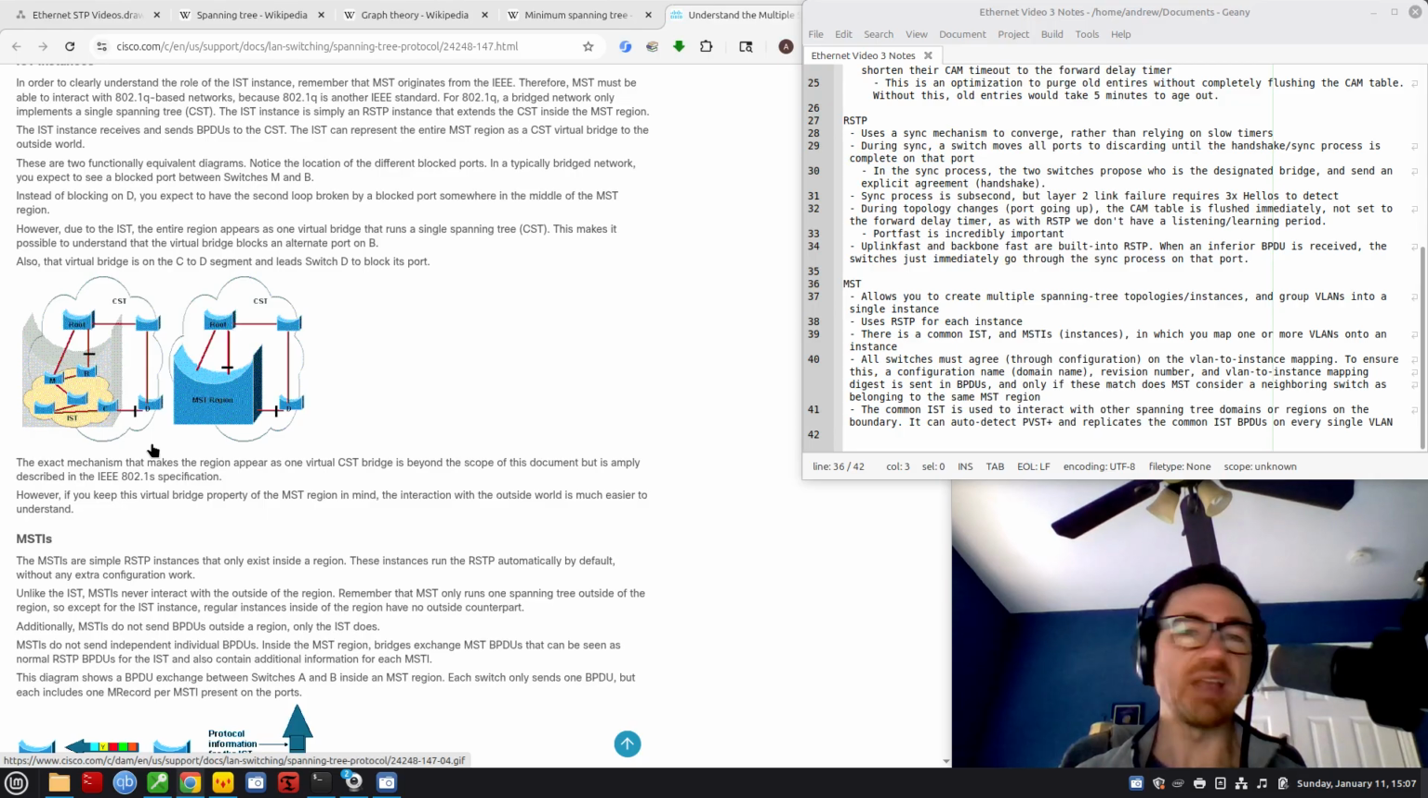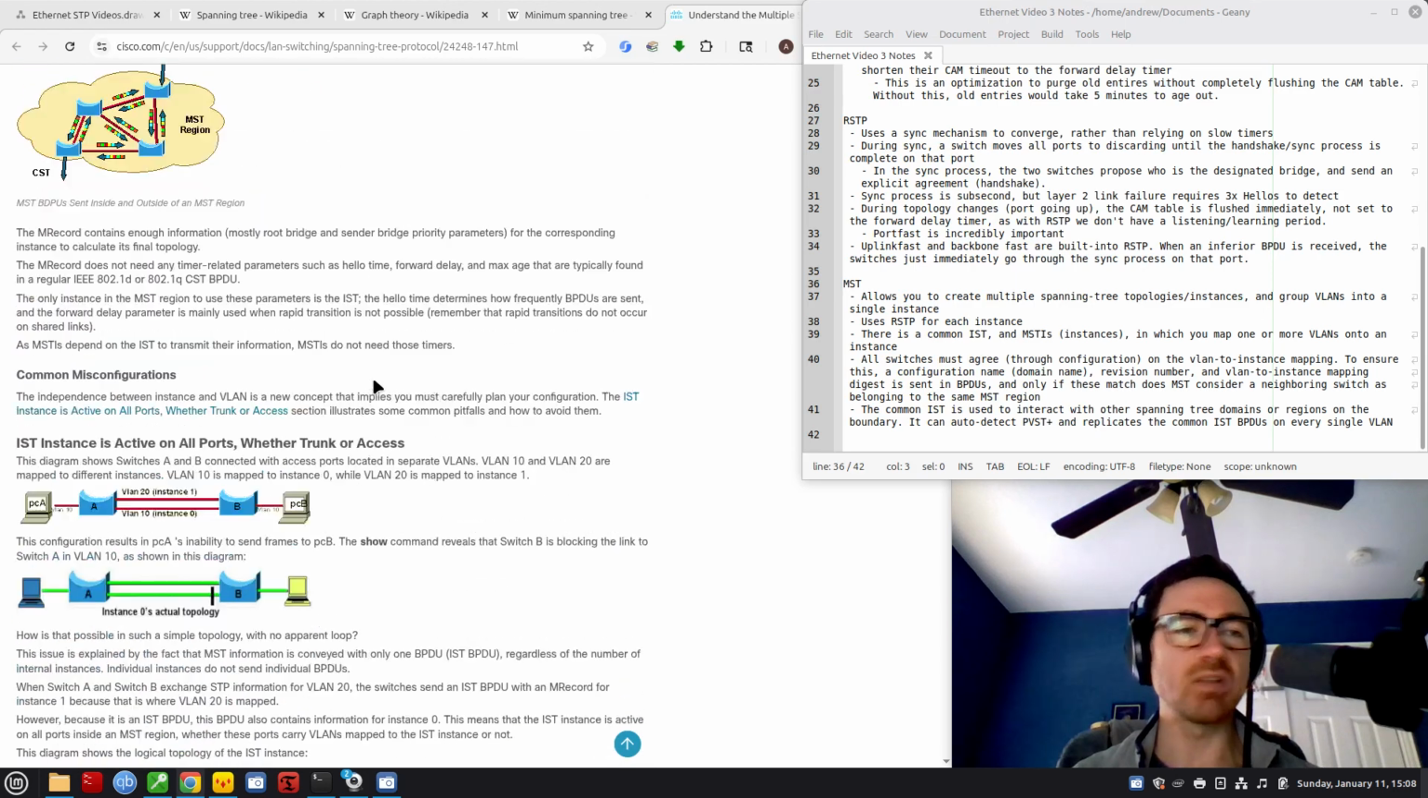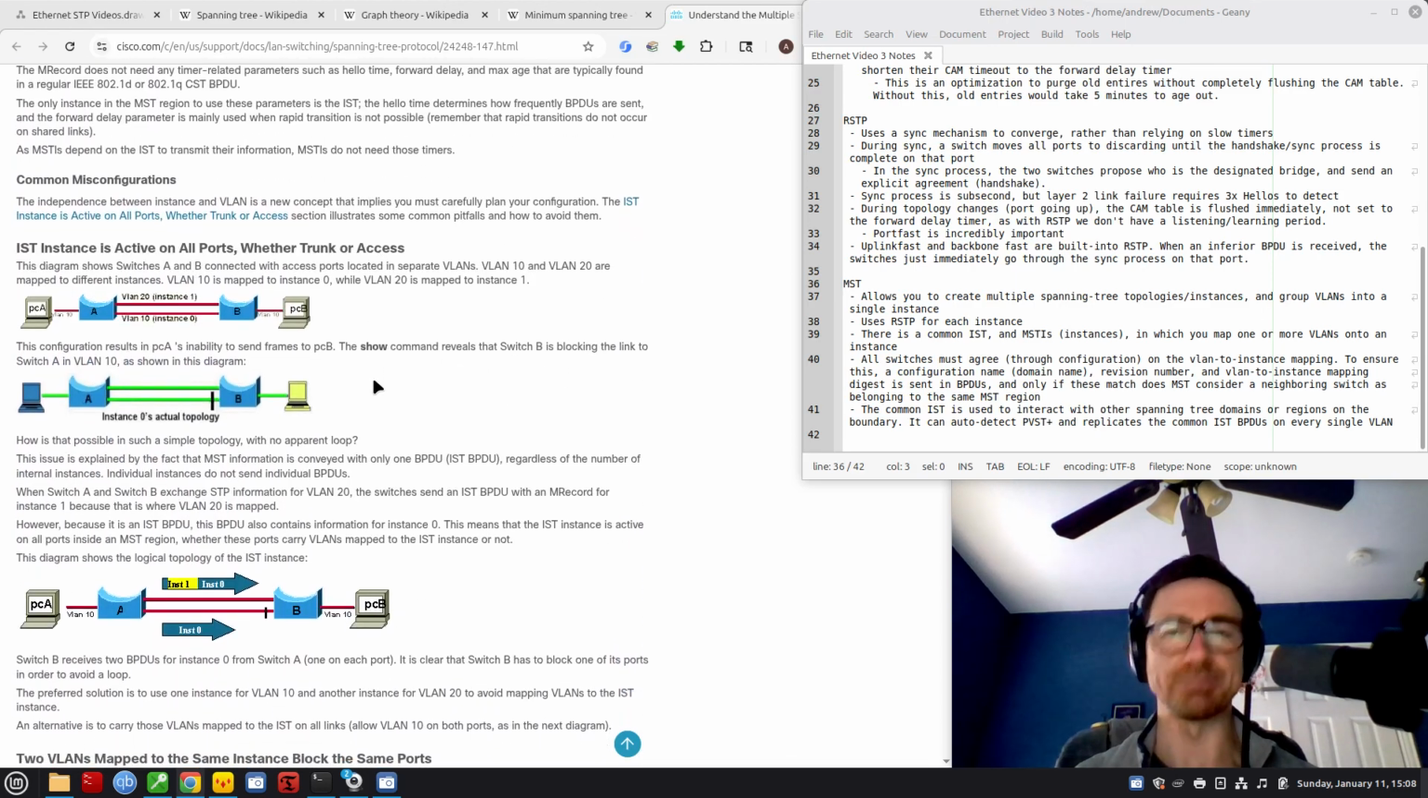So that's really all there is to multiple spanning tree. There is one interesting thing to notice: if this legacy spanning tree domain is running per VLAN, the switch can actually detect this, and it will just replicate the common instance BPDU for every VLAN that it detects on that trunk port. And there are some gotchas with using MST. By default, VLANs are mapped to the common instance if you don't map them to any instance, so usually you explicitly map all your VLANs to other instances besides the common instance.